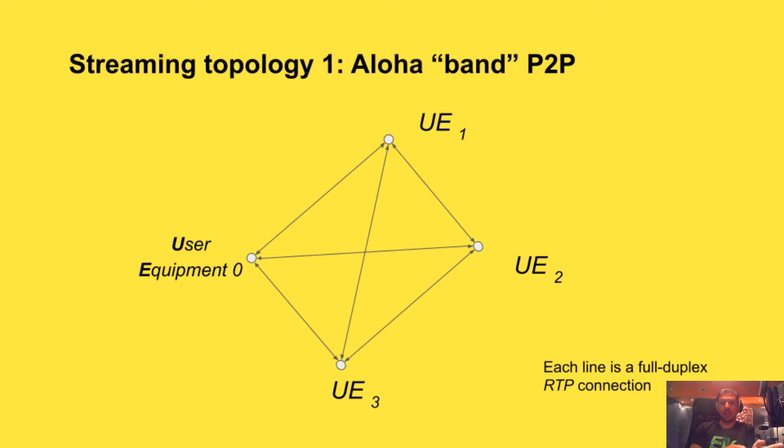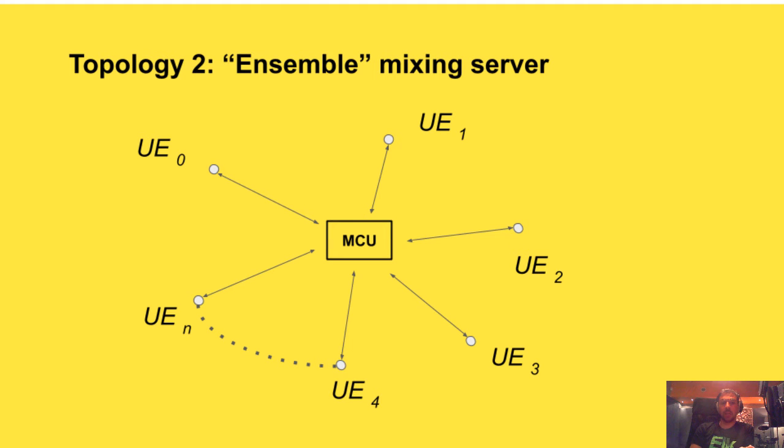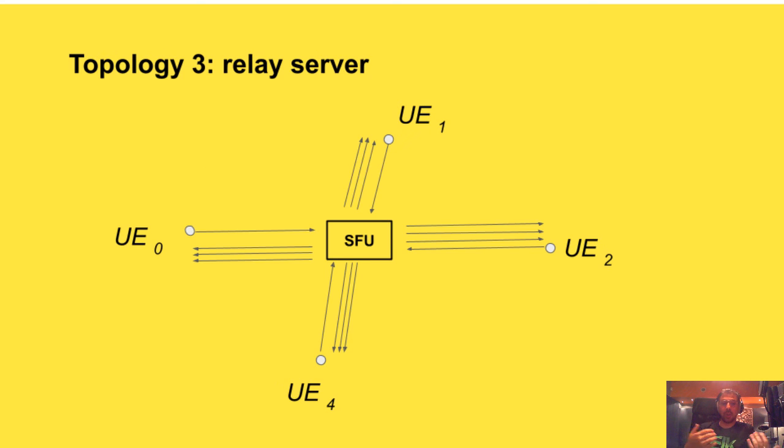The default network topology is a full mesh of peer-to-peer connections, and we use NAT traversal techniques so that the users don't have to go into the router and do custom setup on their networks. We also have server-based topologies, such as a mixing server or a relay server, and this allows to have more users connected together at the same time at the cost of a slightly increased latency.